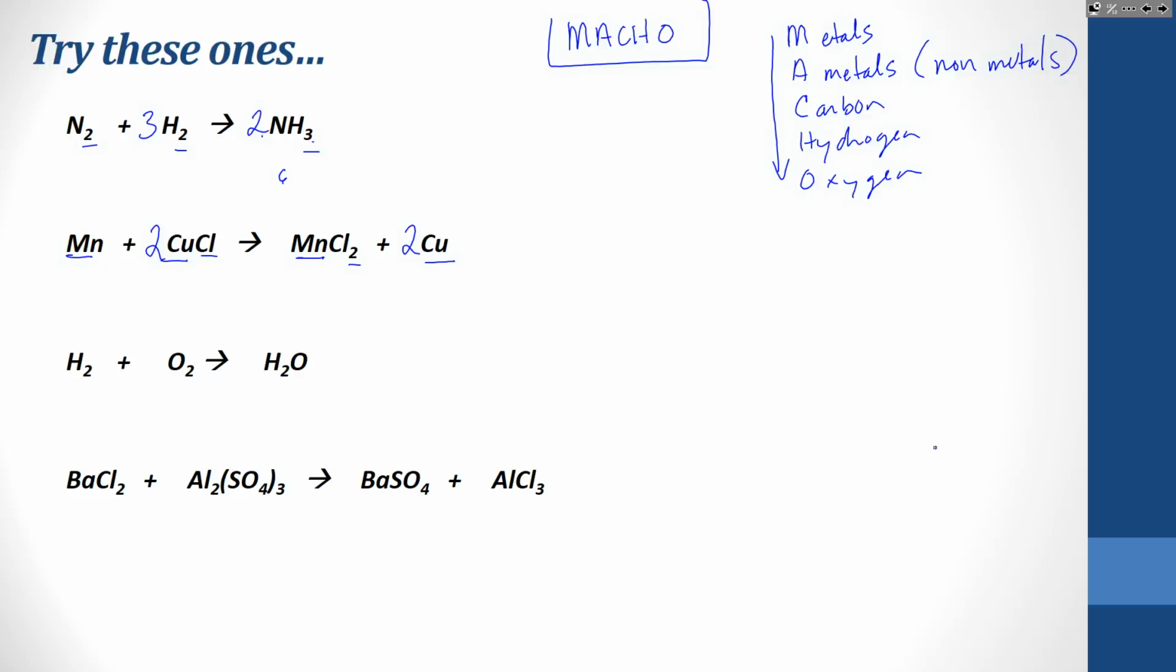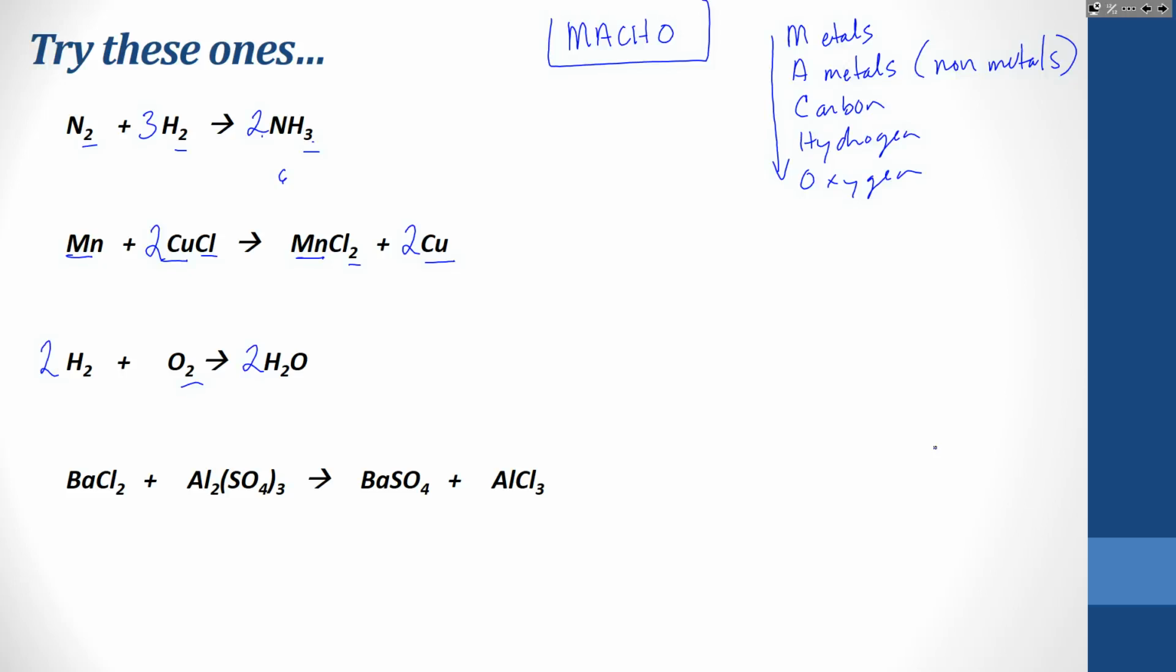Same thing for the next one. If we look, hydrogen's already balanced, so I'm going to jump to the oxygens. I have 2 there. I need 2 waters to be made to have 2 oxygens. But in doing so, now I have to fix my hydrogens.